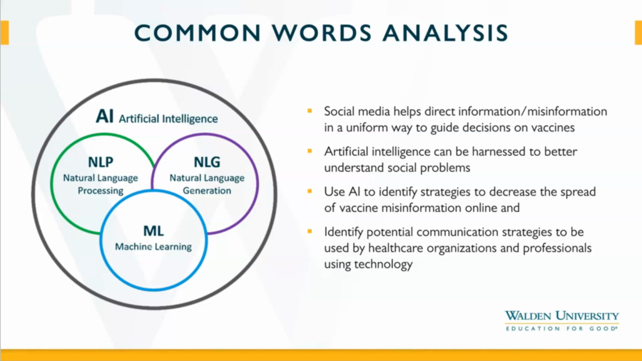And so sometimes some of the fringe ideas gain more traction than if there were no social media. Artificial intelligence really can help understand that and guide our research and also policy. And then also potential communication strategies, so that we can harness social media to communicate important health information, preventative messages, and vaccine information.